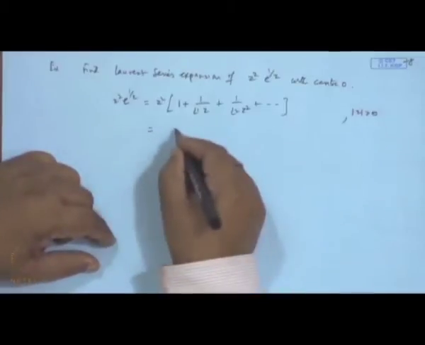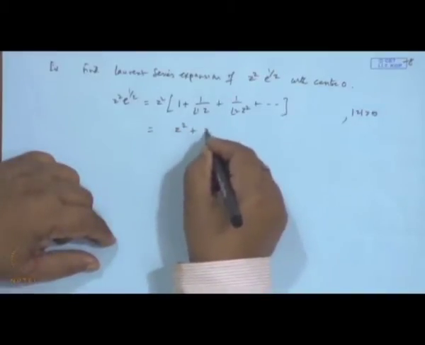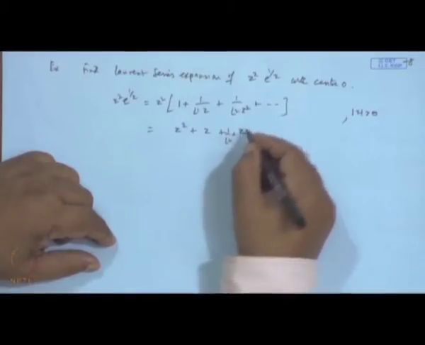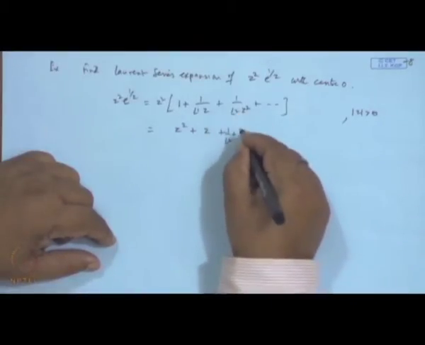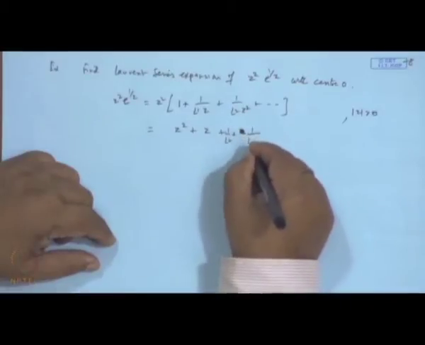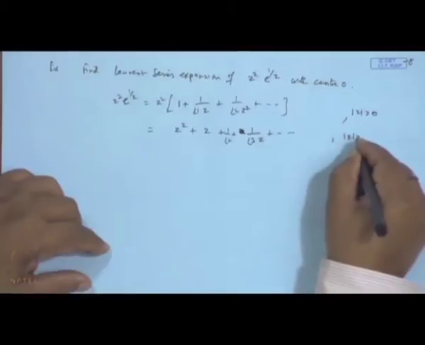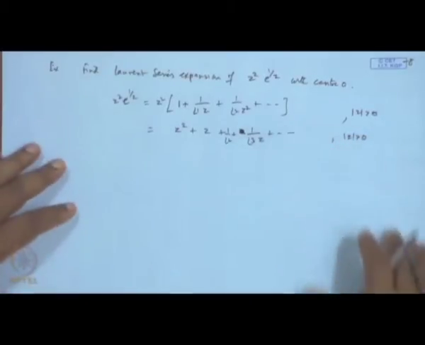So, the expansion will be z square plus z plus 1 by factorial 2 plus 1 by factorial 3 z and so on. This will be the expansion valid in the region mod z greater than 0. So, this will be the expansion.